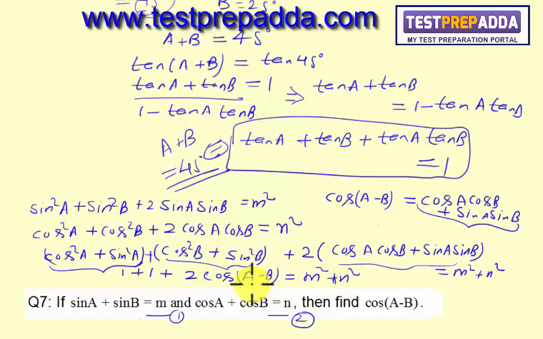So it becomes 2 plus 2 cos(A minus B) is equal to M square plus N square. We have to find cos(A minus B). So cos(A minus B) is equal to M square plus N square minus 2, whole upon 2. This is the value of cos(A minus B).